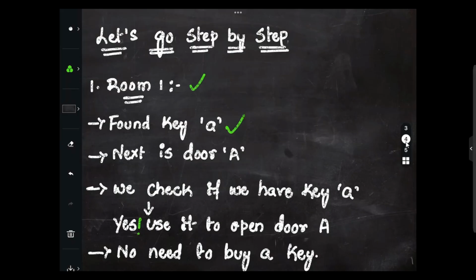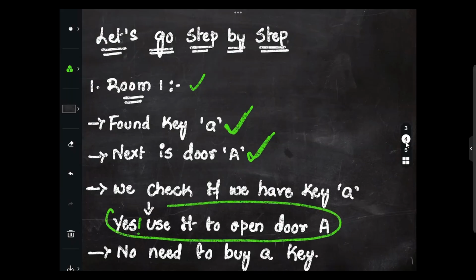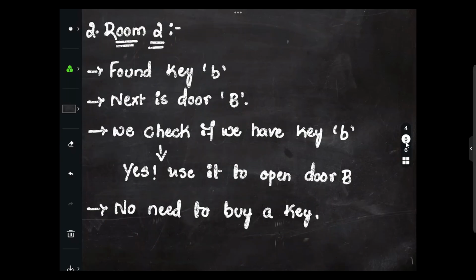Room 1 found key A. Yes, we have the key A, right? So the next is door A. We will check if we have key A. Yes, we have the key A, right? So we have the key to open the door A, so we don't have to buy a key here in this case, right? So let's move on with the next room or the next step here.